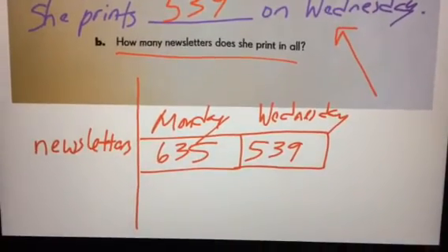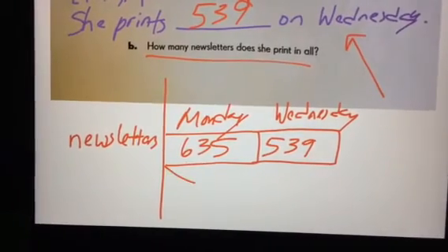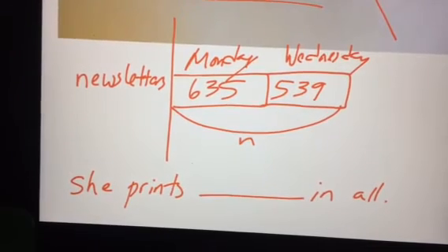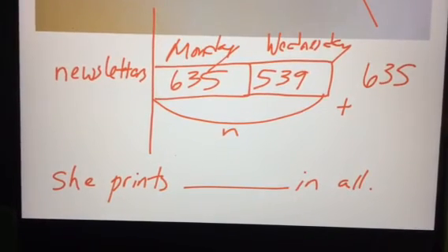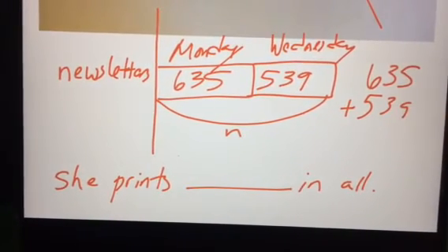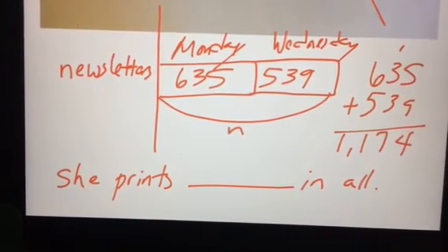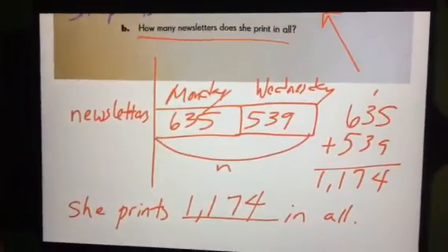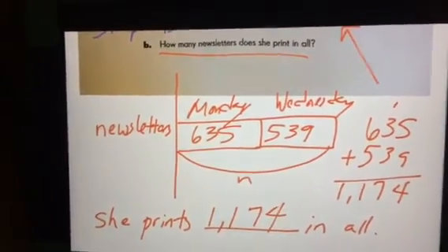So look guys, it's just a simple part whole. Monday was 635, and Wednesday was 539. What is the total number? The question is, how much did she print in all, right? So simple addition. So you're just doing Monday plus Wednesday. And let's regroup. And the answer should be that she prints 1,174 pages in all. Please double check your own answers and make any corrections necessary.